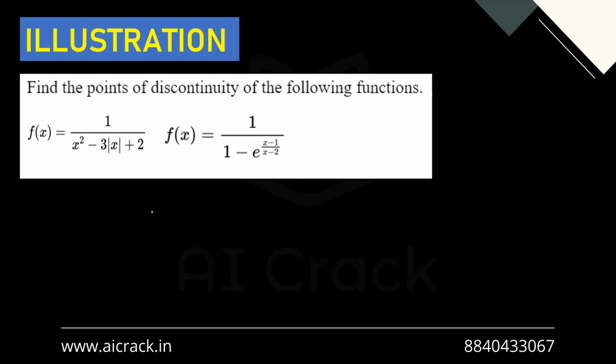Okay, so the first condition is 1 minus e raised to the power (x minus 1) divided by (x minus 2) equals 0. Now for that, this exponent has to be 0. This becomes 0 when x equals 1.